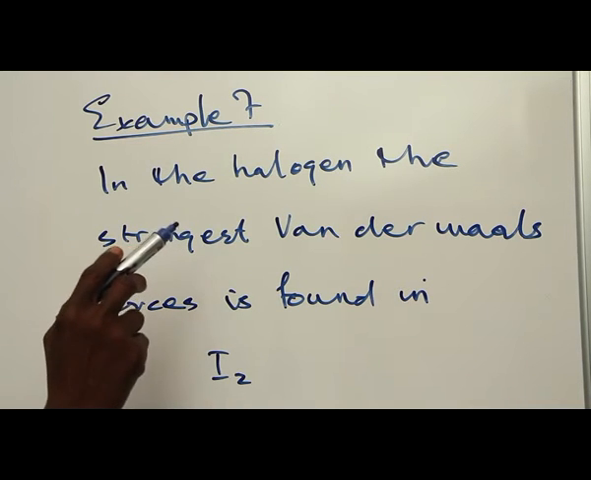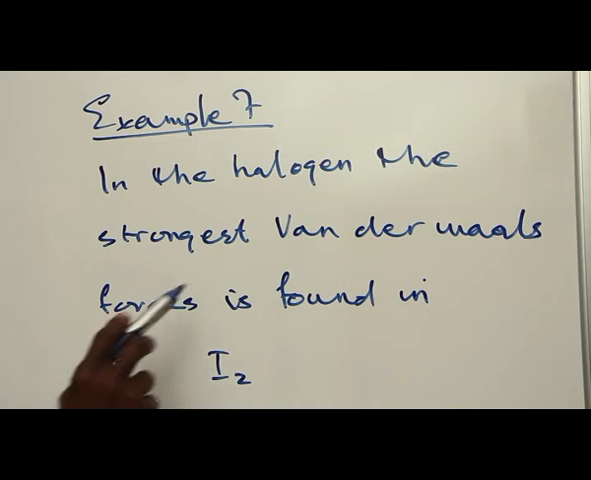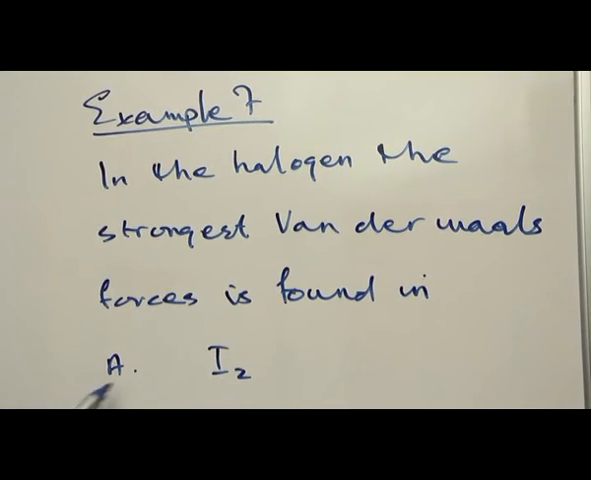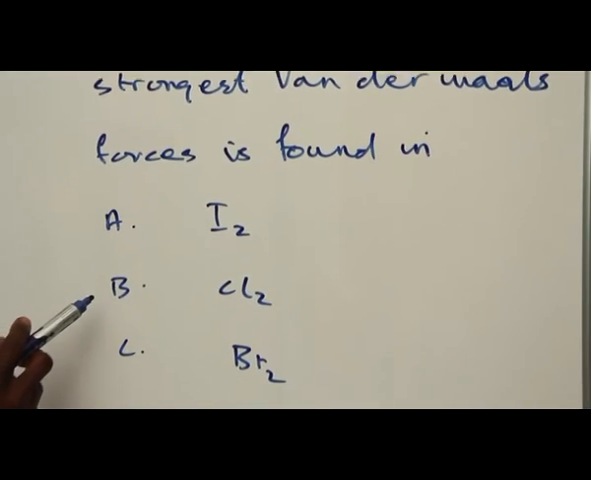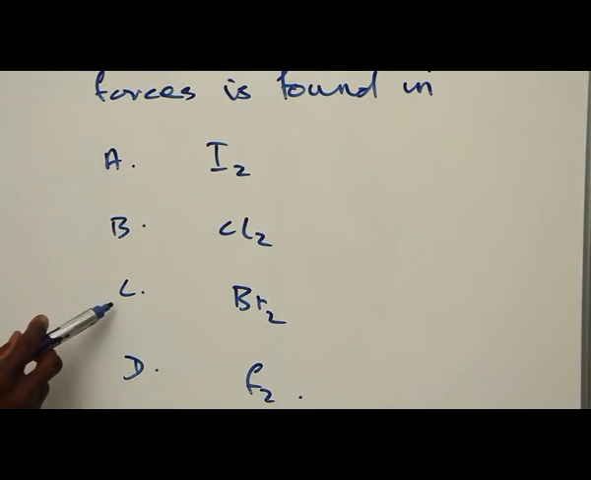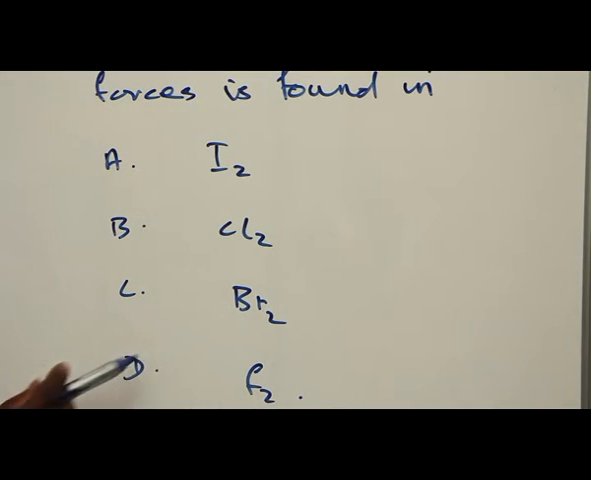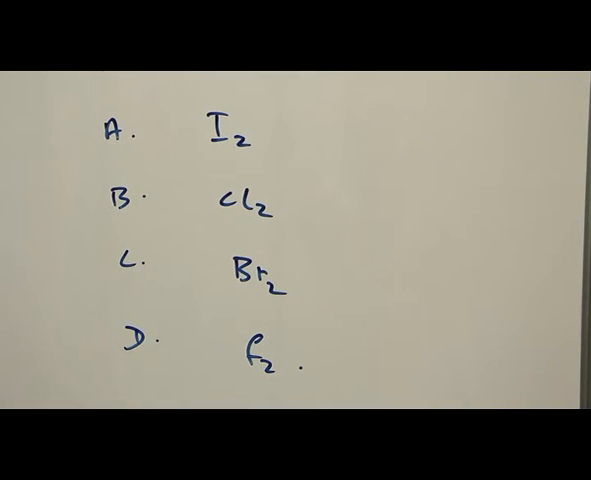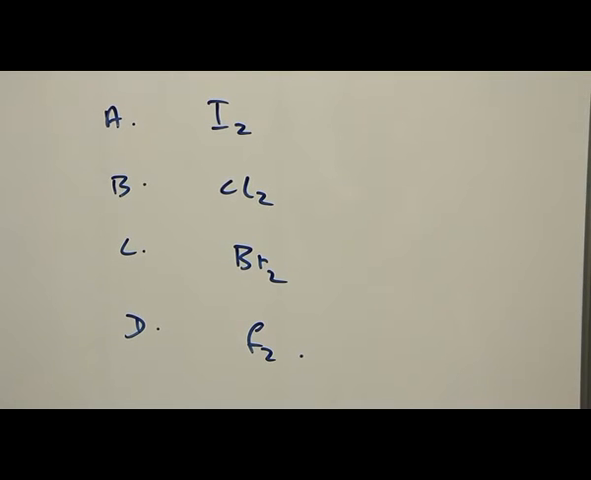In the halogens, the strongest van der Waals forces is found in the options: A, iodine, B, chlorine, C, bromine, and D, fluorine. Let's consider the options one after the other.